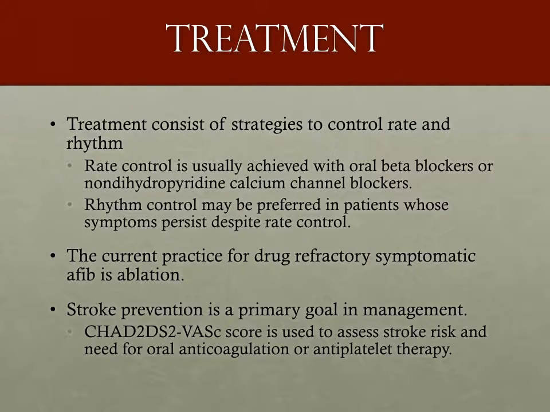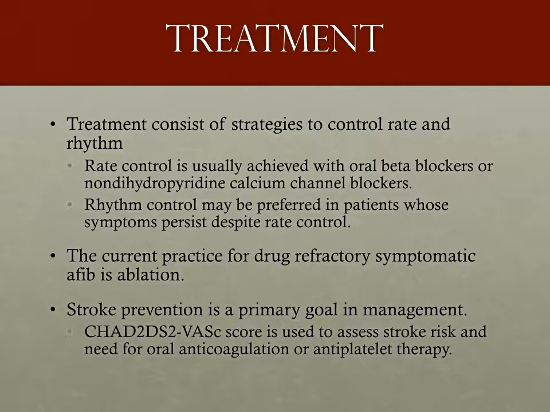Now on to treatment. Treatment consists of rate control and rhythm control. Rate control is usually achieved with beta blockers or calcium channel blockers. Rhythm control may be preferred in patients whose symptoms persist despite rate control. Rhythm control can be achieved using cardioversion, antiarrhythmic medications, or catheter ablation. Ablation is commonly used for patients with drug refractory symptomatic AFib.